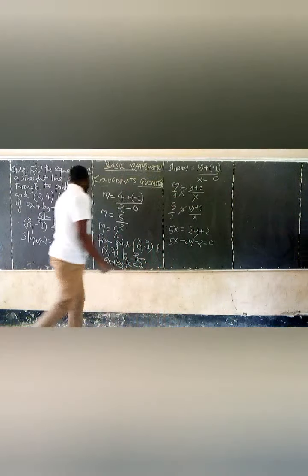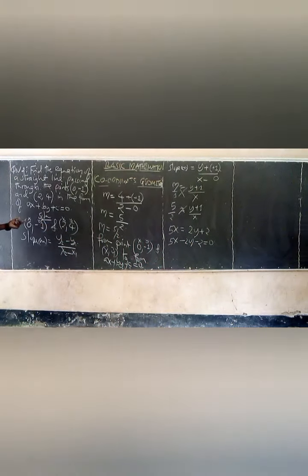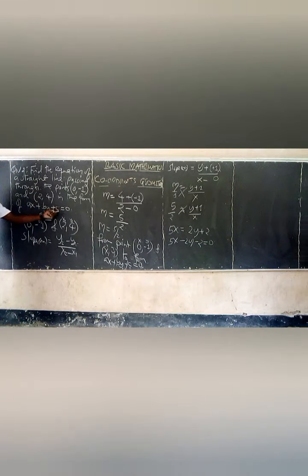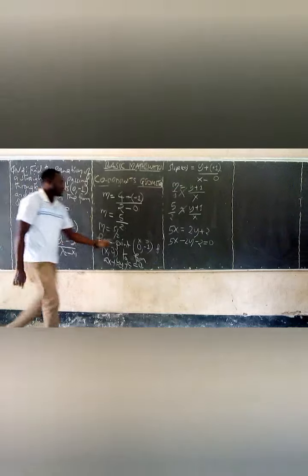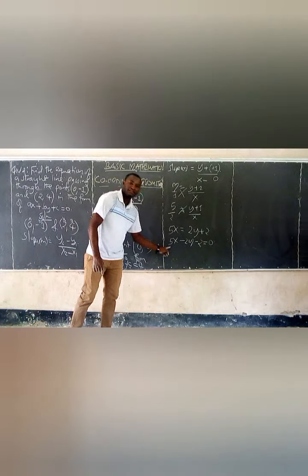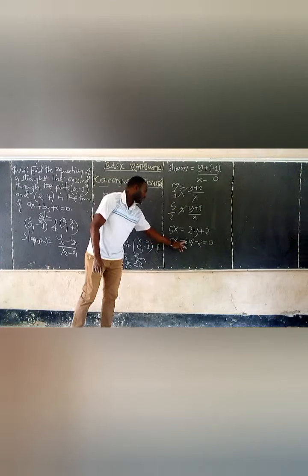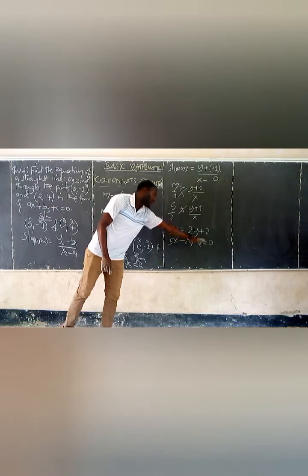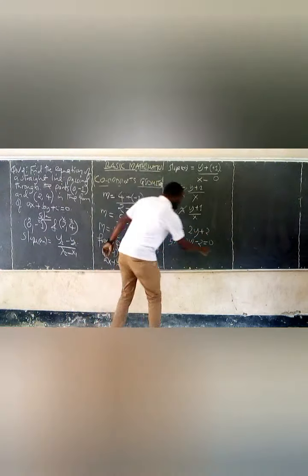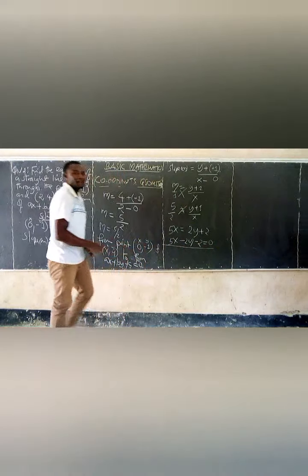Then compare to the standard equation of the line. We start with x, this is y, this is c. Then ax, 5 means 5 takes the position of a. So 5x, -2y and c. This is equal to 0. So this will be the answer of the equation.